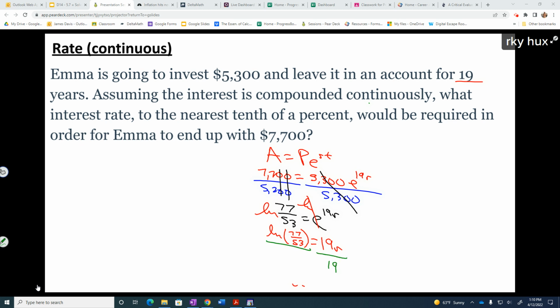And then we'll just type that in. Natural log of 77 over 53, close parentheses, divided by 19. We get our rate, move it over 2 places, so that's 1.965%. Just round this to the nearest tenth of a percent. So the tenth is going to be this place here, 9. Look next to it, a 6, so we go up. So that's up to 2.0%.